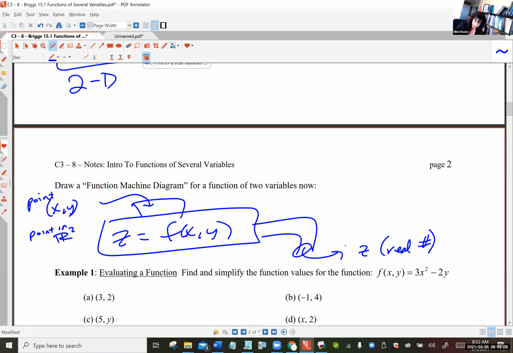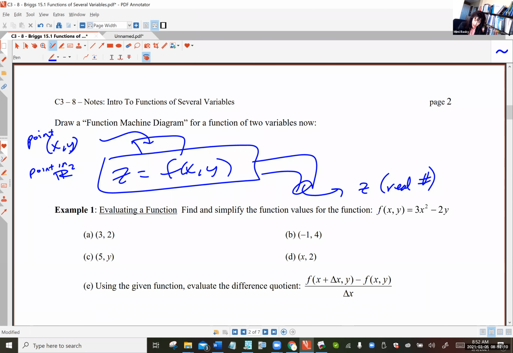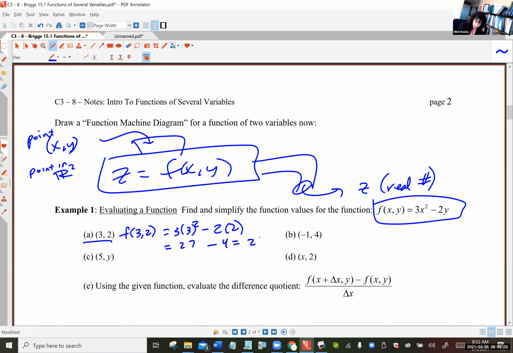So let's do some evaluating of functions of two variables. Here's a nice function of two variables. f of x y equals 3x squared minus 2y. What if somebody said, hey, evaluate that at the point 3, 2? No problem. You're just going to substitute 3 for x, and you'll substitute 2 in place of the y, and the output is going to be some pure number. Let's see, 27 minus 4, I get 23 is the result.